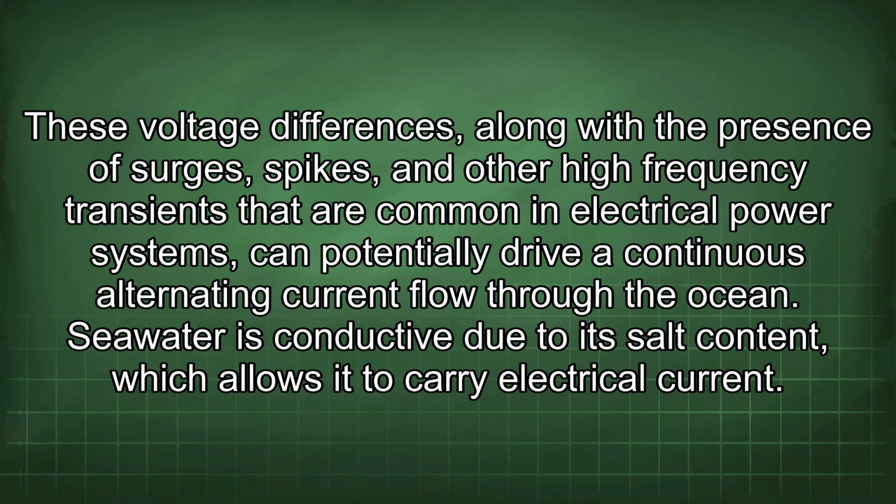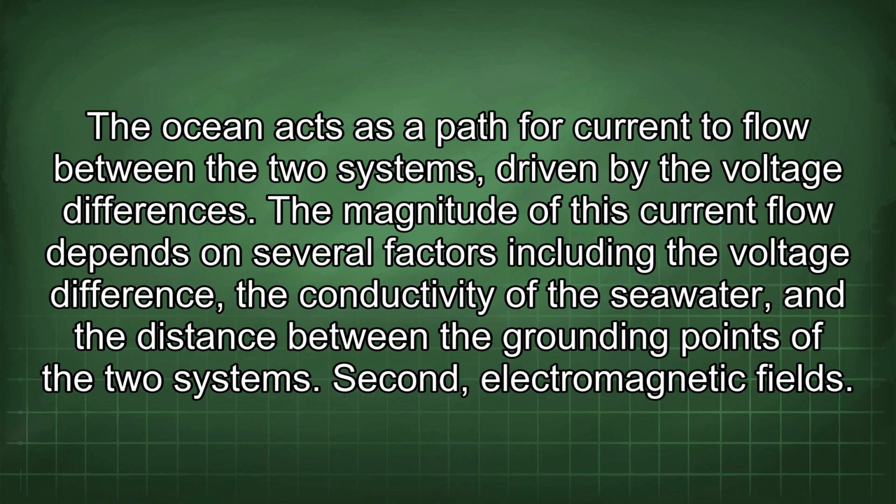Seawater is conductive due to its salt content, which allows it to carry electrical current. The ocean acts as a path for current to flow between the two systems, driven by the voltage differences. The magnitude of this current flow depends on several factors, including the voltage difference, the conductivity of the seawater, and the distance between the grounding points of the two systems.